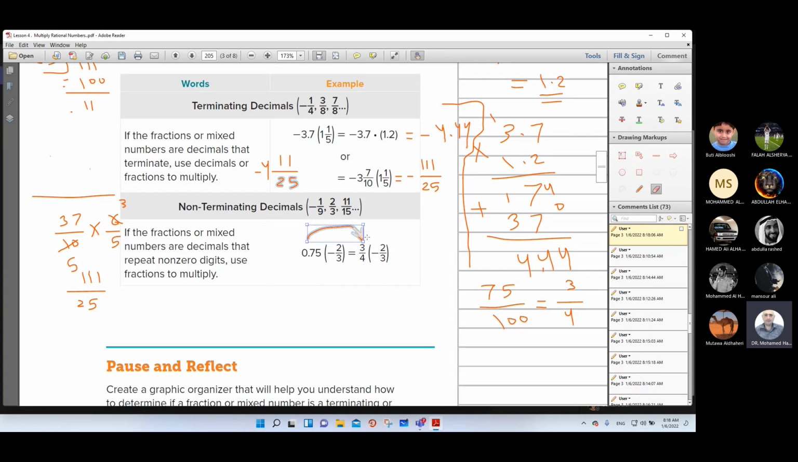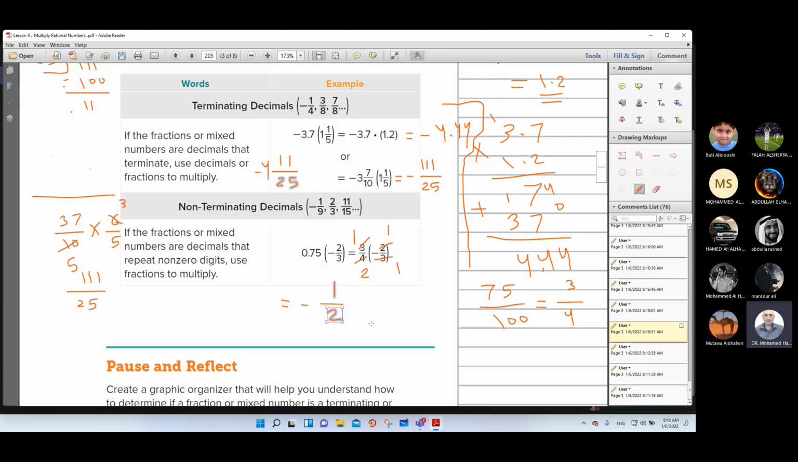Here you can do simplest form. 3 divided by 3 will be 1, and 3 down divided by 3 will be 1, and 2 divided by 2 will be 1, and 4 divided by 2 will be 2. Then positive times negative will be negative. Up 1 times 1 will be 1, and down 2 times 1 will be 2. So the answer will be negative half or negative 1 over 2.